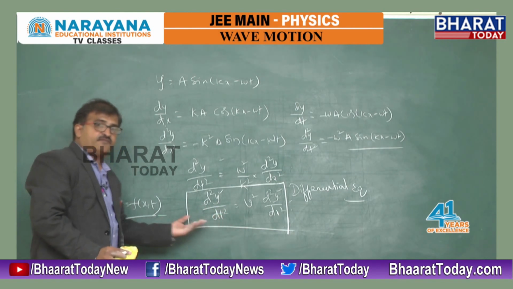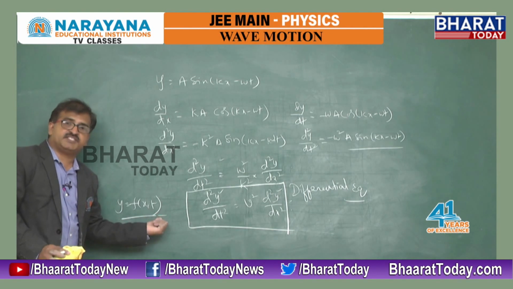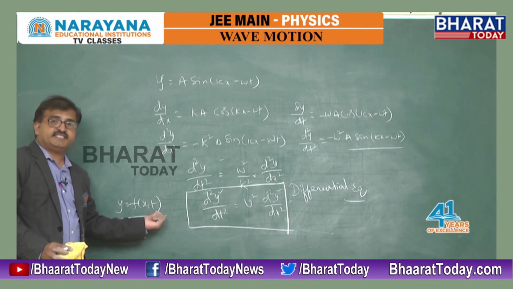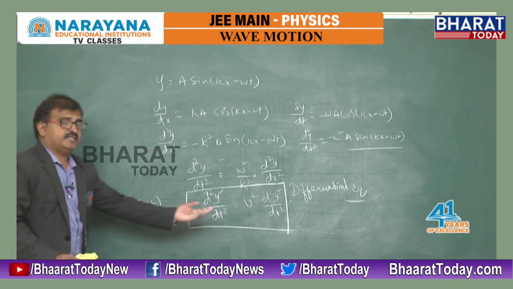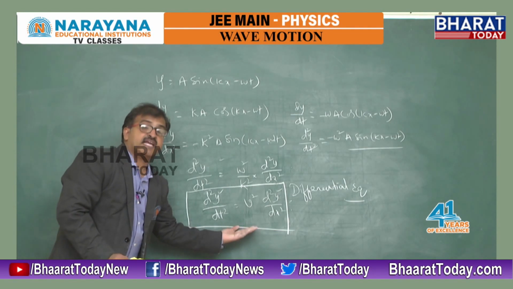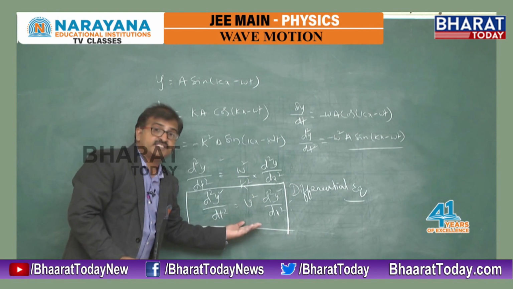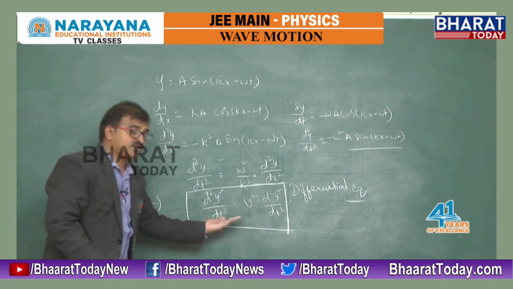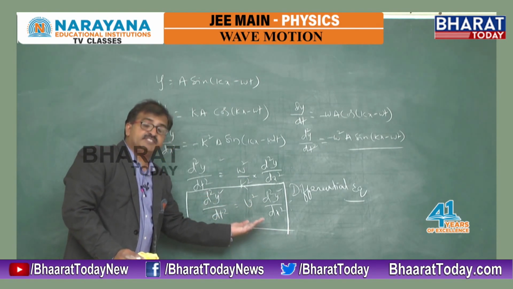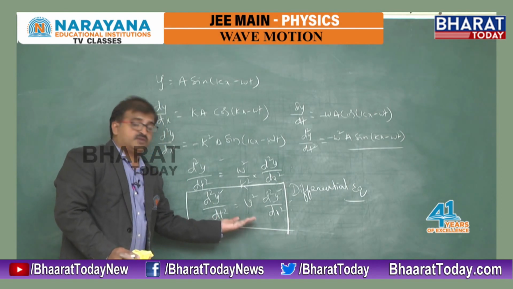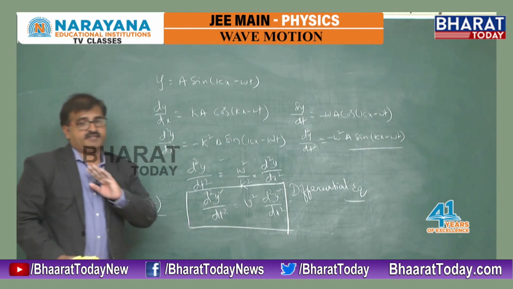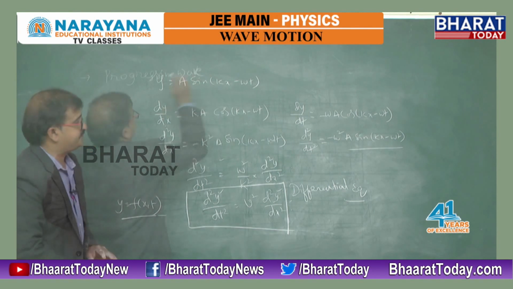So any particular function y equals f of x, t which is well defined, bounded, continuous, and obeying this relation can be called a traveling wave equation or a progressive wave equation. If this is not satisfied, that means it's not continuous, not differentiable, so then it cannot be a traveling wave equation.